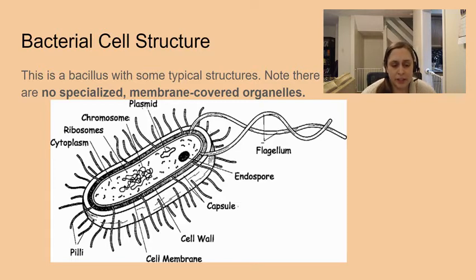There are lots of structures that are found in most or all bacteria cells. The things that all cells have: DNA, cytoplasm, ribosomes, and a cell membrane. Every bacteria also has a cell wall. Many have flagellum for movement. They have a chromosome, which is not in a nucleus, but is in the cell. And they may have pili, they may have a capsule, and they may have an endospore, and things like that.